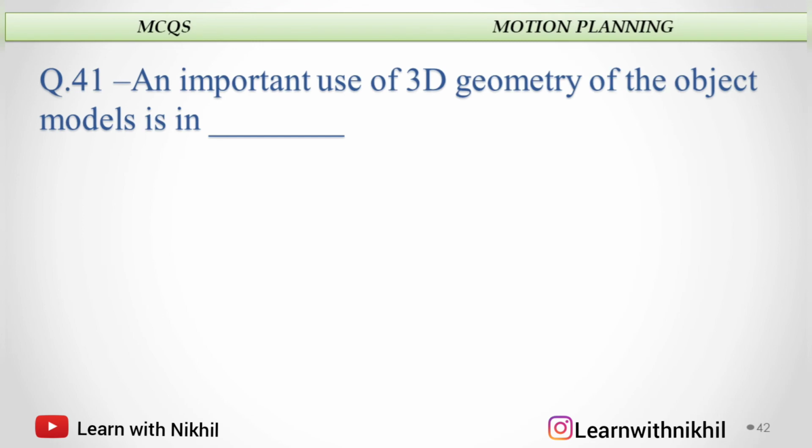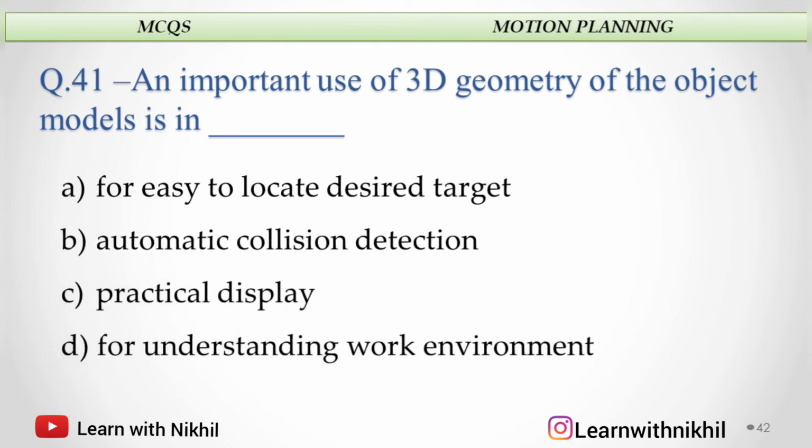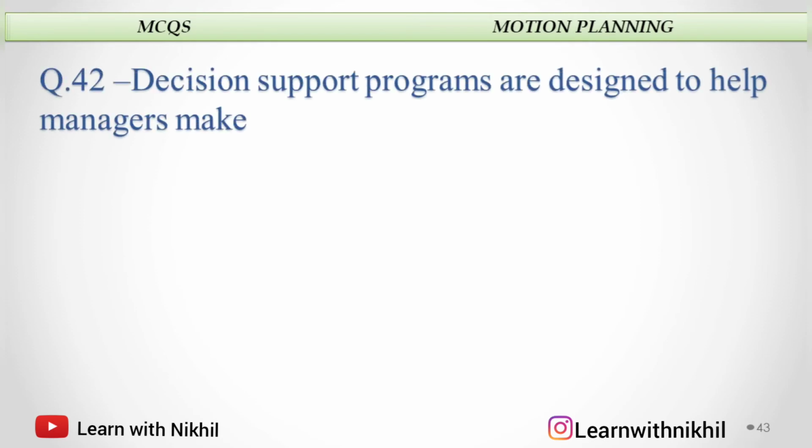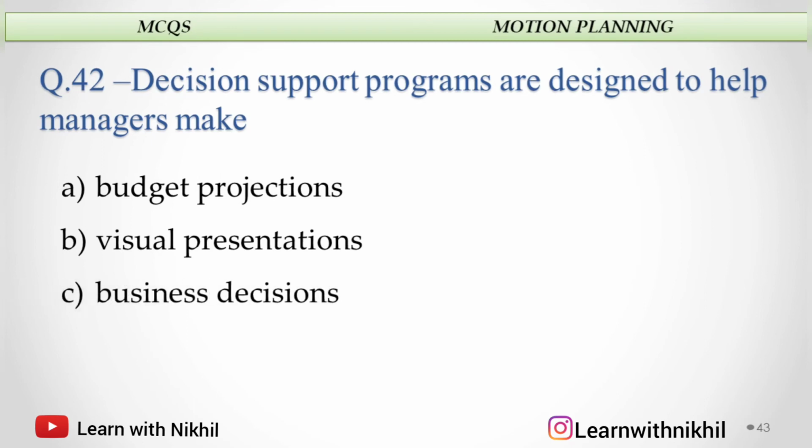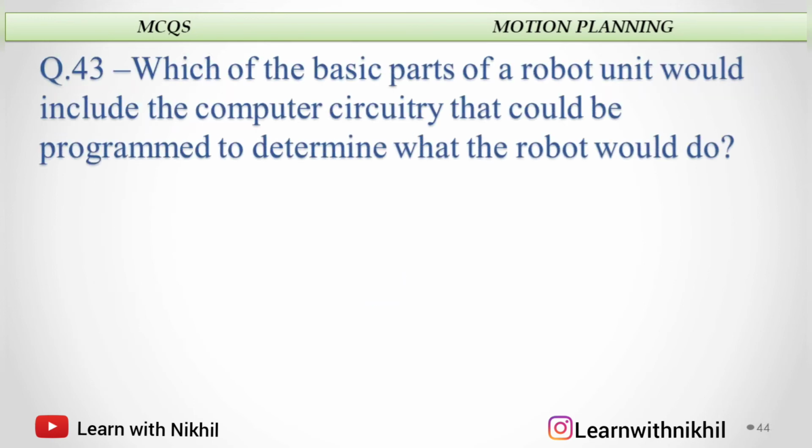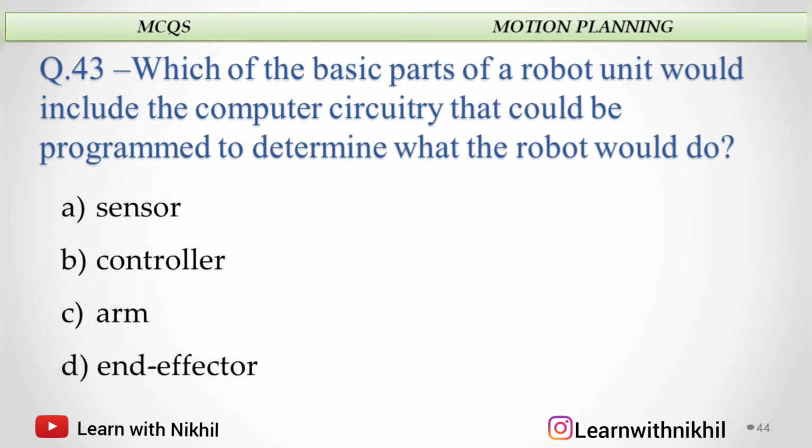Next, an important use of 3D geometry for the object models is in automatic collision detection. Next, decision support programs are designed to help managers make budget projections, visual presentations, business decisions or vacation schedules. And the answer is business decisions. Which of the basic parts of the robot unit would include the computer circuitry that would be programmed to determine what the robot would do? Sensor, controller, arm or end effector? And the answer is controller.